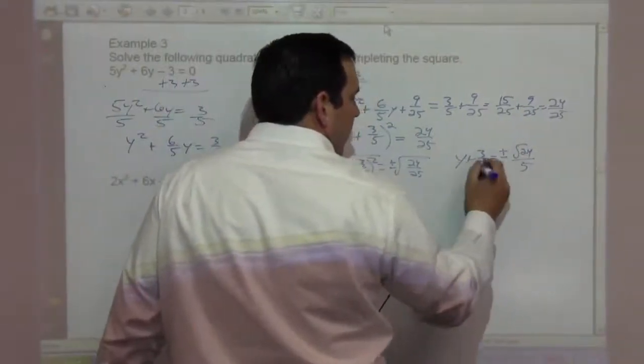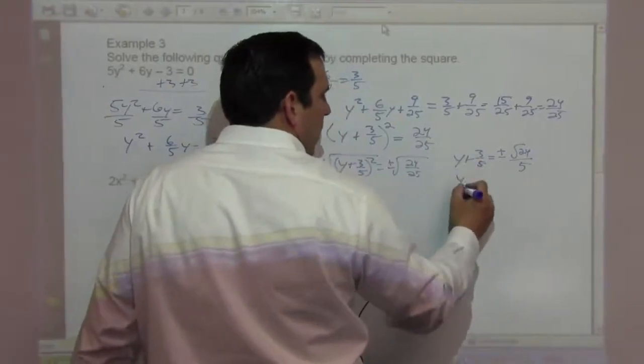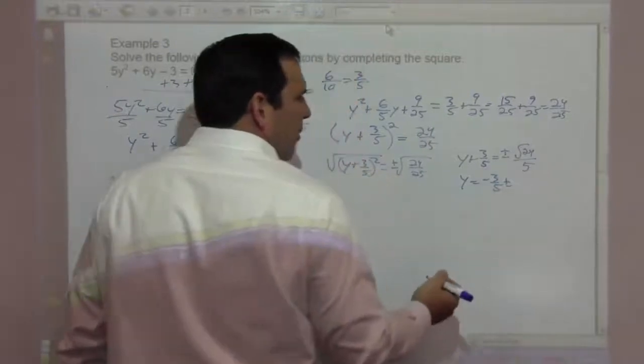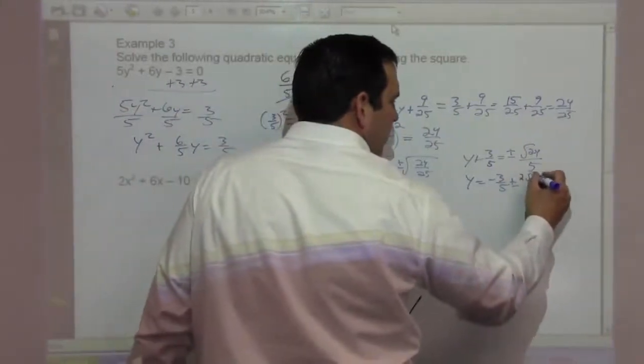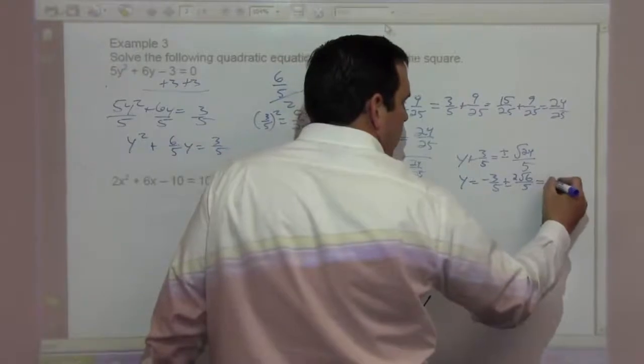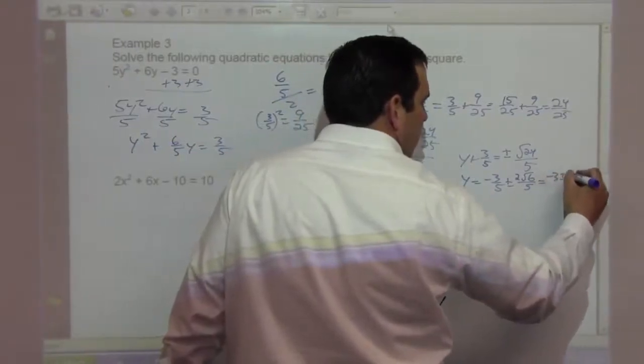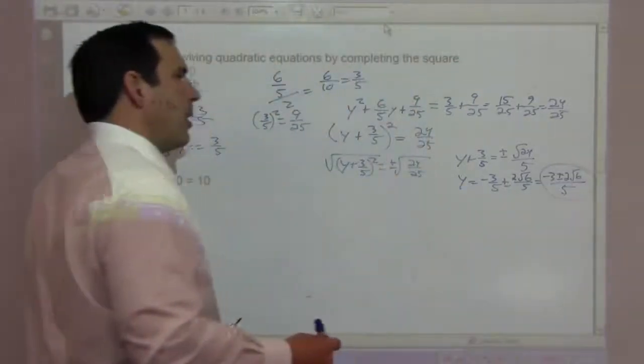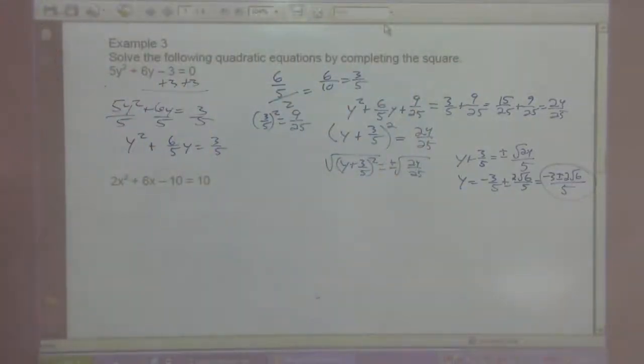And we can continue solving for y. Y is negative 3/5 plus or minus square root of 24. You can pull a 4 out of that, so it would be 2 times the square root of 6 over 5. So we're looking at negative 3 plus or minus 2 times the square root of 6 over 5. And there's your answer. Those are 2 answers.